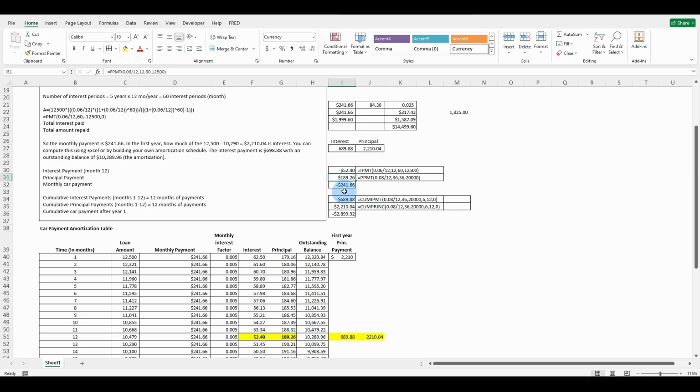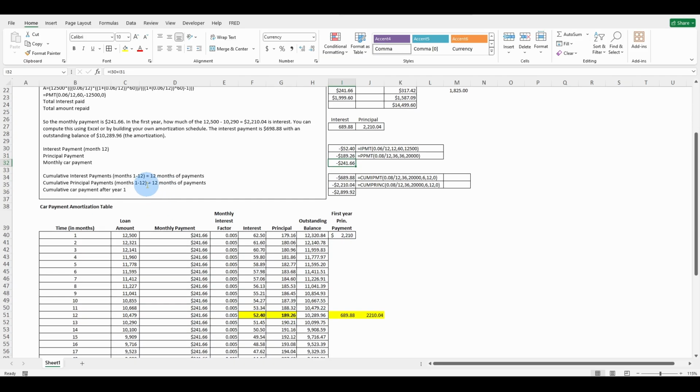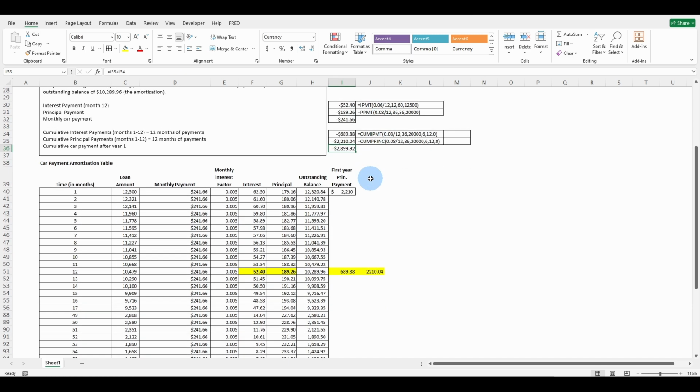So what's the interest payment for month 12? Then what's the car payment? $241. We already know that. And then what's the cumulative interest payment for the first year? It's going to be this $689. Now you could just do that sum feature, or you can use this other tool, this cumulative interest payment, which is CUMIPMT. Then you can do the same thing with principal. You can just sum them up. A lot of tools available, use them.